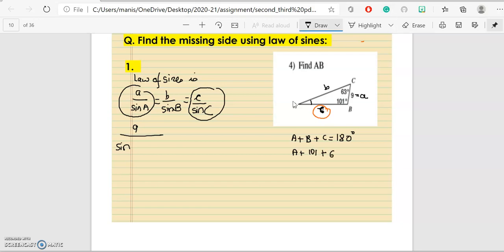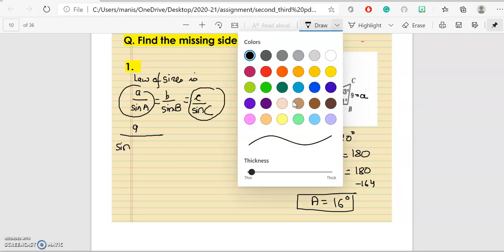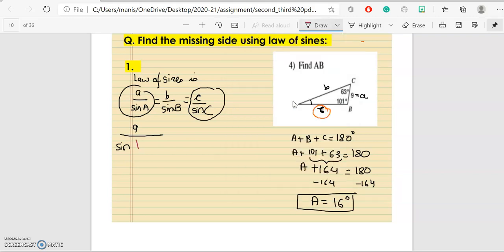What is C? C is 63 degrees, equal to 180. So A plus, I will add these two numbers over here. This will give me 4. 3 plus 1 is 4. 6. 164 equal to 180. After this, I will subtract 164 from both the sides. So which will give me the value of A as what? 16 degrees. So how I got the value of A as what? 16 degrees. So I can substitute 16 over here.